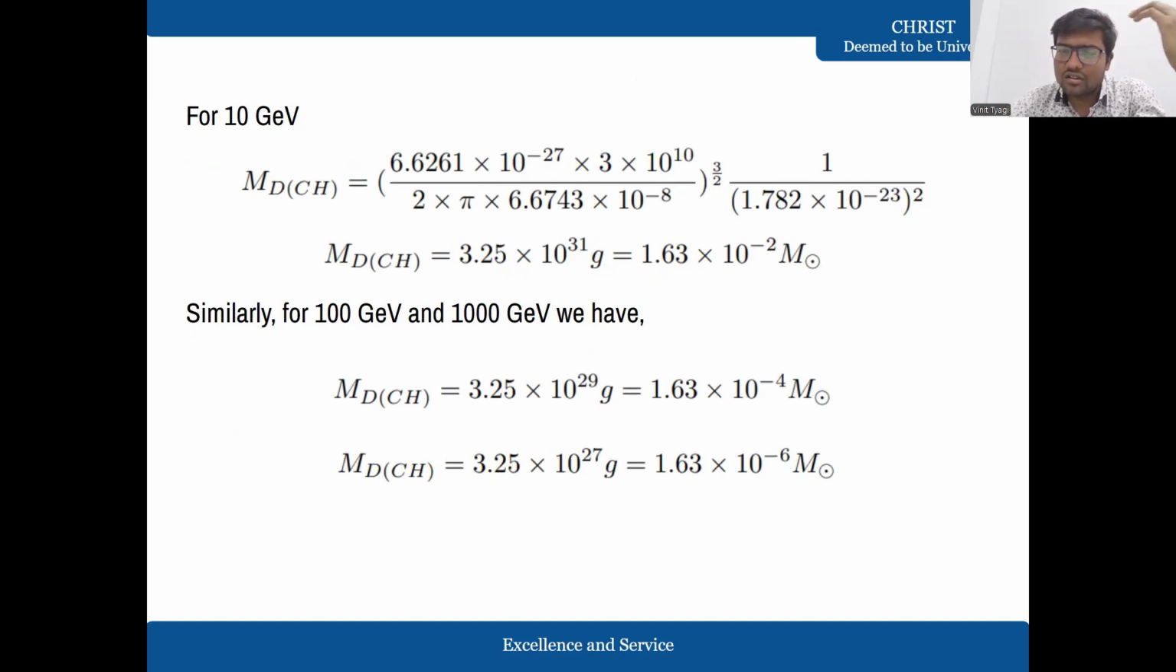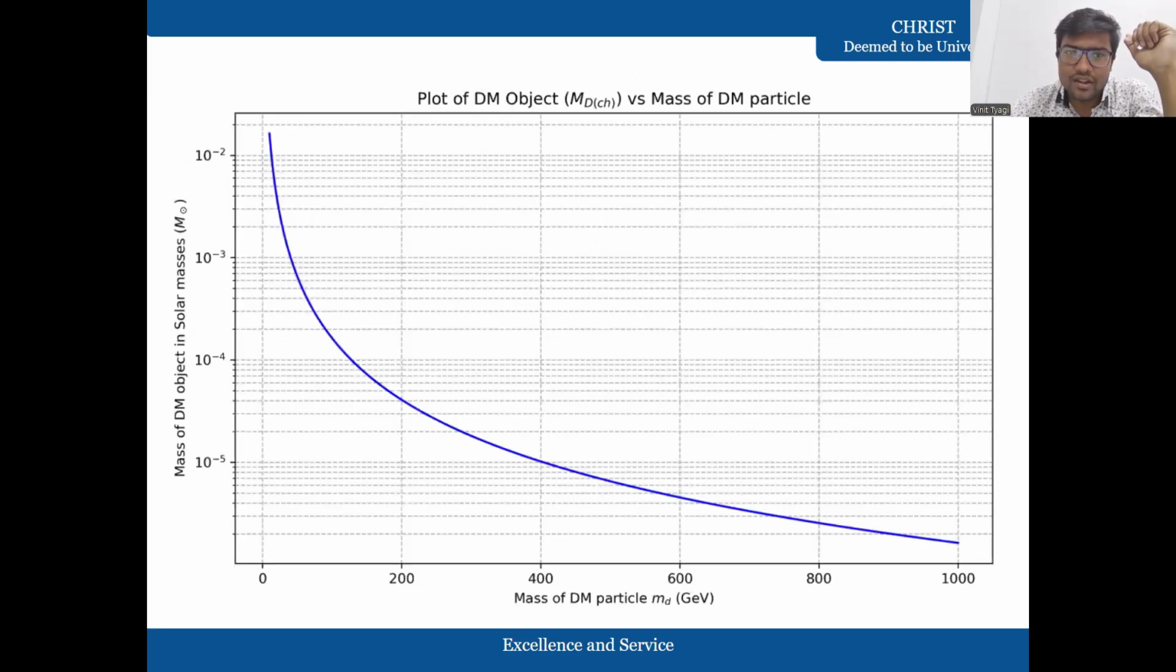We see it comes in the range of 10 power minus 2 solar masses, 10 power minus 4, and 10 power minus 6. Here's the graph that shows how the mass of the dark matter object varies with respect to dark matter particle mass, which is from 0 to 1000 gigaelectron volt.